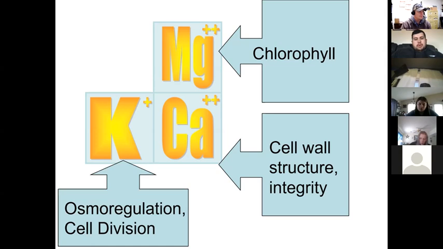Okay, potassium is important for osmoregulation and cell division. Okay, so first, osmoregulation. This kind of controls the flow of water into the plant. And so if the potassium is deficient or missing, the plant has a hard time getting water into it. And then once the water does get in there, the cell division process, basically the plant's ability to divide, grow, get bigger, enlarge, is retarded as well.